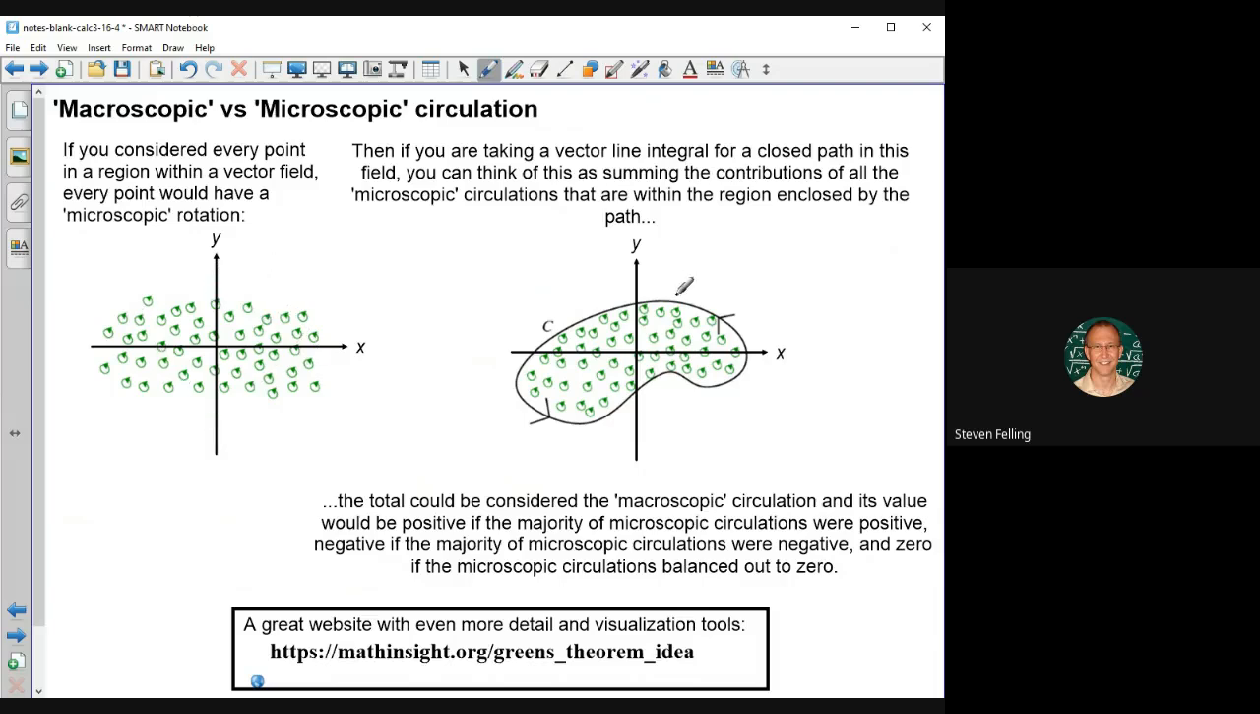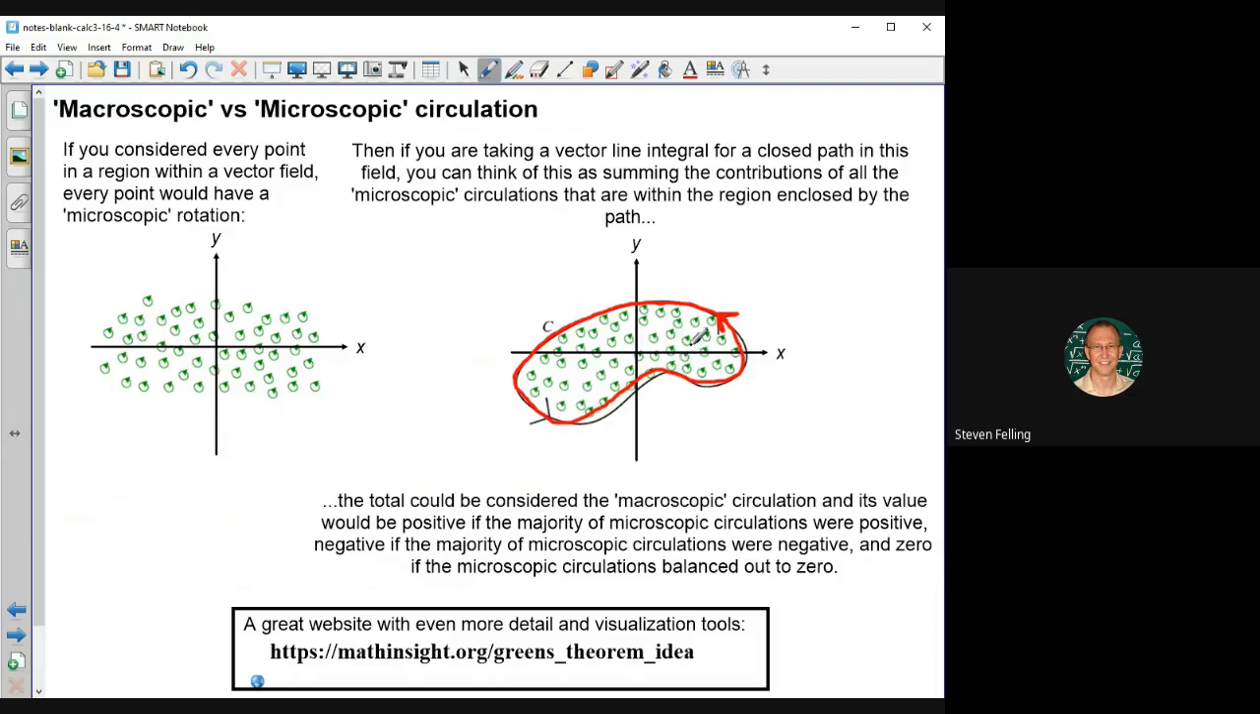And then if you're taking a vector line integral or path integral that goes along a curved path through that place, around in a counterclockwise way, in the direction of positive circulation, then you can think of the vector line integral as the sum of all of the little microscopic circulations that are enclosed. In other words, this has a circulation, and it's really the sum of all the little circulations inside. That turns out to be provably true.